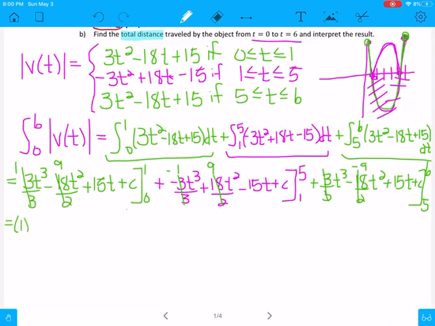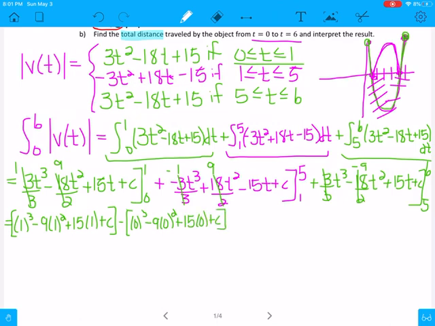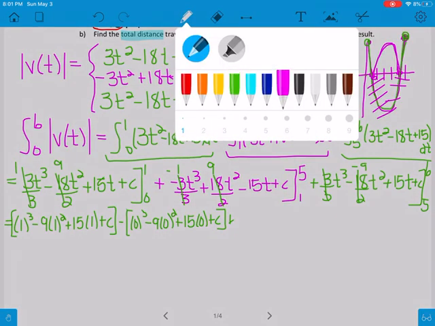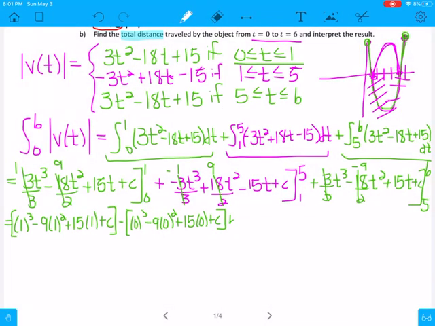So it's going to be 1 cubed minus 9 times 1 squared plus 15 times 1 plus c, because it was from 0 to 1, not 0 to 6, like I wrote it, so sorry. Okay, and then we get minus 0 cubed minus 9 times 0 squared plus 15 times 0 plus c, plus, and then in the pink I would fill in a 5 and then a 1.